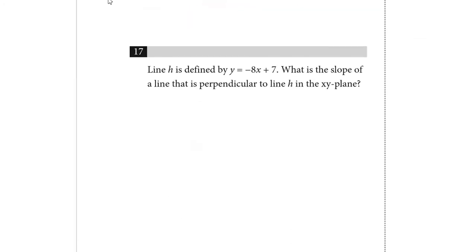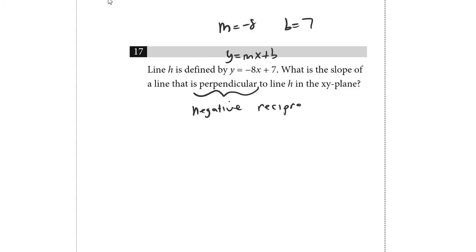Going to number 17, we've got a line. What's the slope of a line that's perpendicular to that line? Well, yet another y equals mx plus b. The m is negative 8. The b is 7. And perpendicular slopes are negative reciprocals. They're not always negative, but to get from a slope to its perpendicular slope, you've got to multiply by -1 and take the reciprocal. So in our situation, we've got the slope of -8.